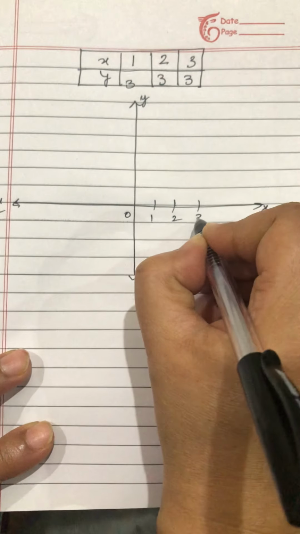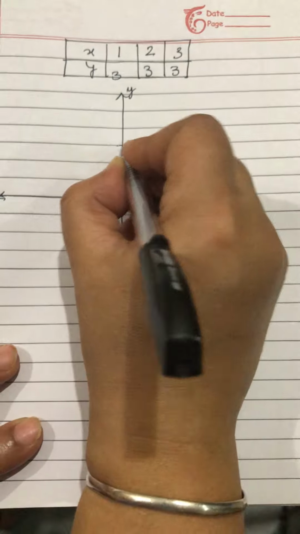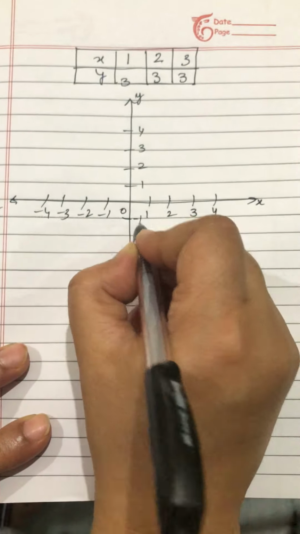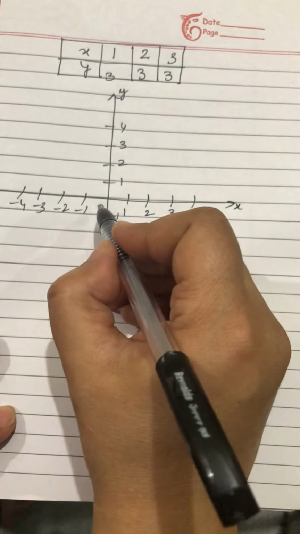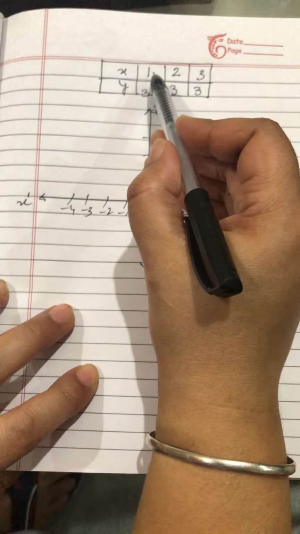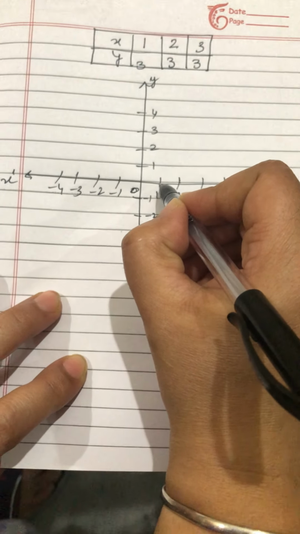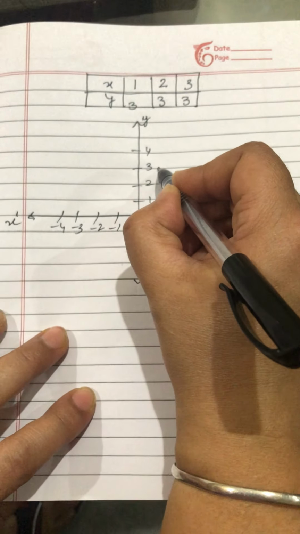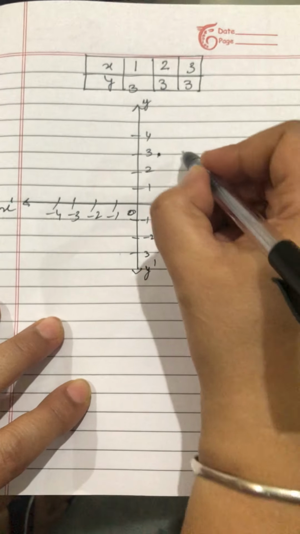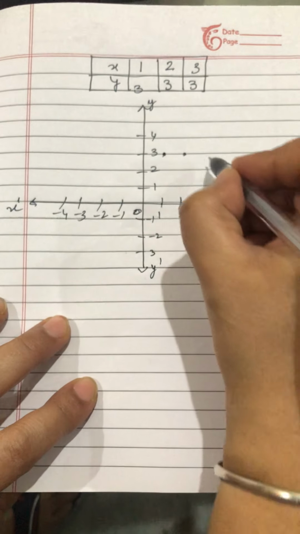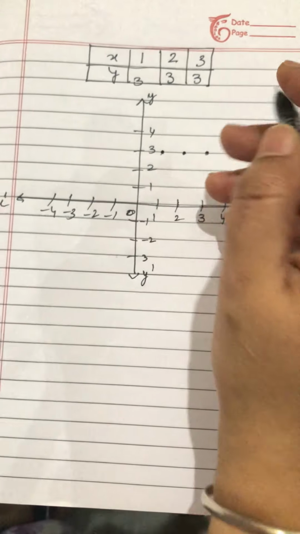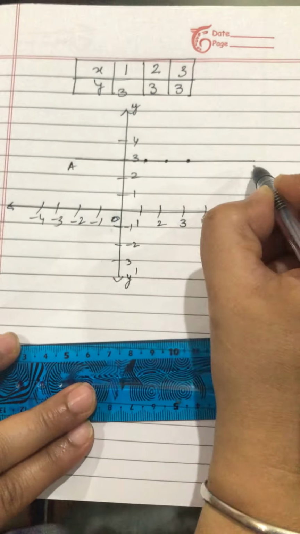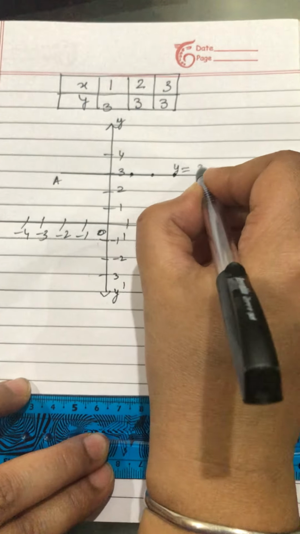So this is 1, 2, 3, 4, 1, 2, 3, 4, minus 1, minus 2, minus 3, minus 4, minus 1, minus 2, minus 3. So this is the origin. Now you can plot these points: 1, 3. So here x is 1, and y is 3 here. When we join these points, we'll get a line AB. So this is the graph of y is equal to 3.